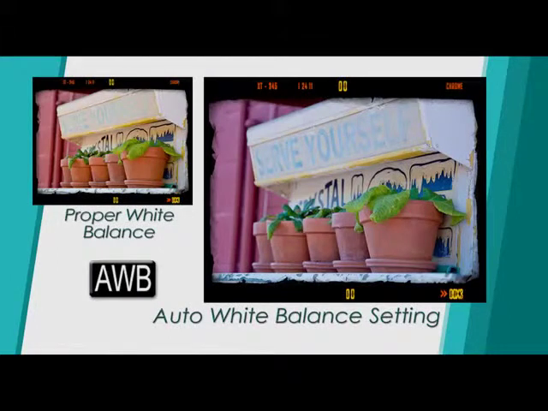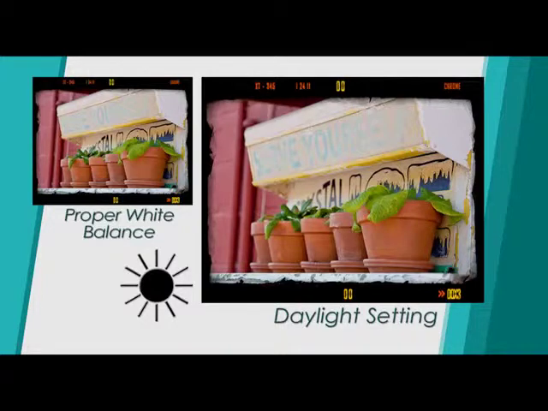Most digital cameras have an auto white balance setting. When this setting is used, the camera just guesses what the lighting conditions are and attempts to compensate accordingly. Sometimes auto white balance works great, and other times it doesn't work quite as well. As mentioned before, daylight is actually bluish in color. The camera's daylight white balance setting compensates for the blue color by adding warm tones to the image.